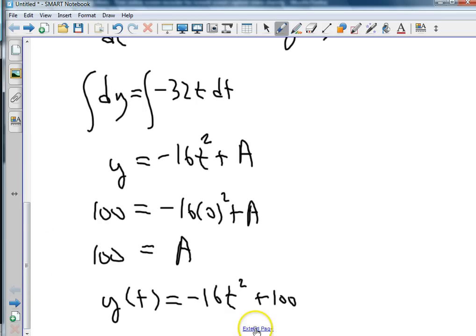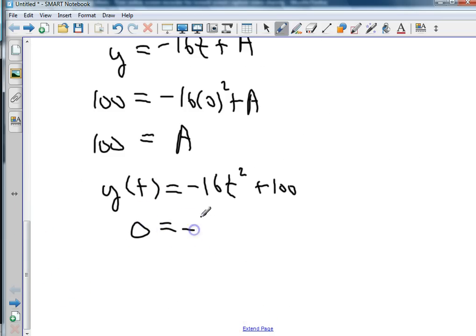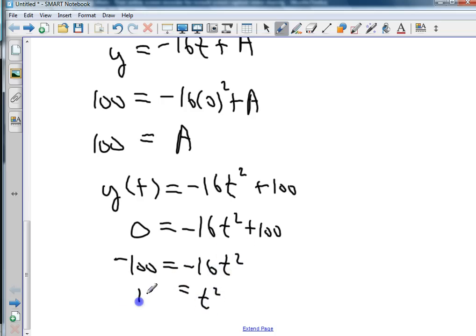All right, so let's find that time. When is y 0? How do you solve for t here? Subtract 100. Divide by negative 16, and the negatives are gone, and t squared is what? 100 over 16, right? But that's t squared. So t is what? 10 fourths, or 5 halves. It's just the square root of 100 and the square root of 16. Or 5 halves, or 2.5 seconds.